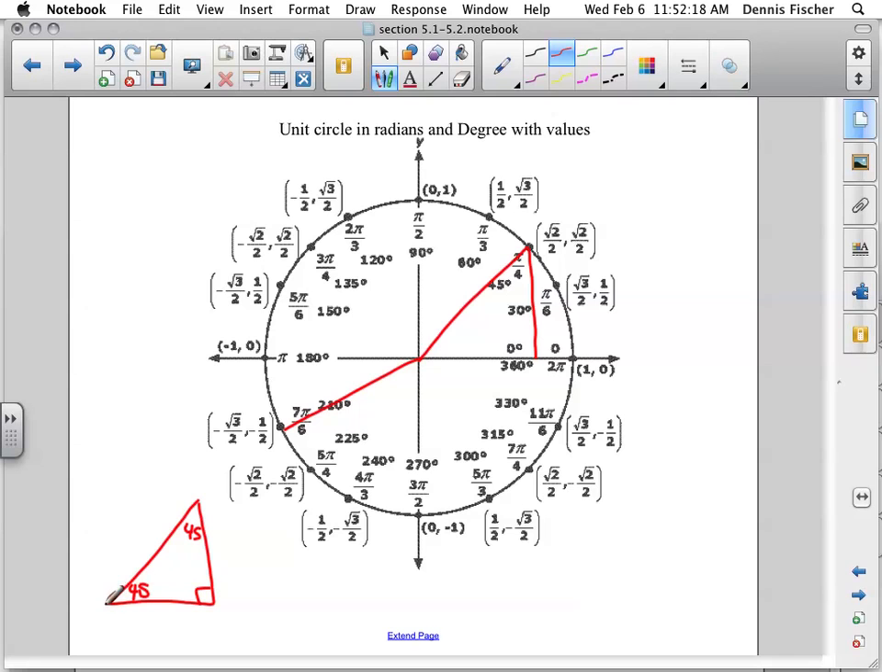What would this side represent? This side would represent my x value. This side would represent my y value. Everybody agree with that? What do we know about the hypotenuse? What is my hypotenuse? It's 1. Hypotenuse is 1. Everybody agree with that?